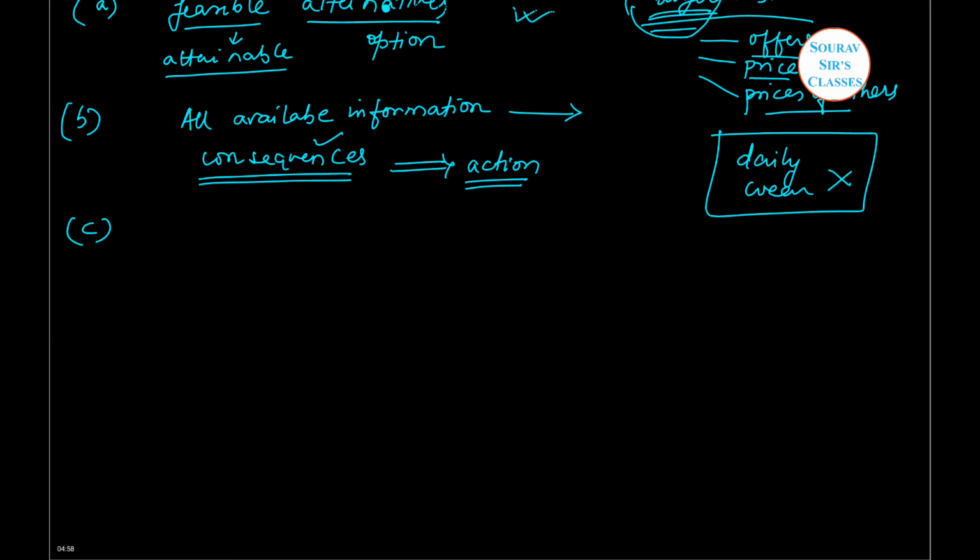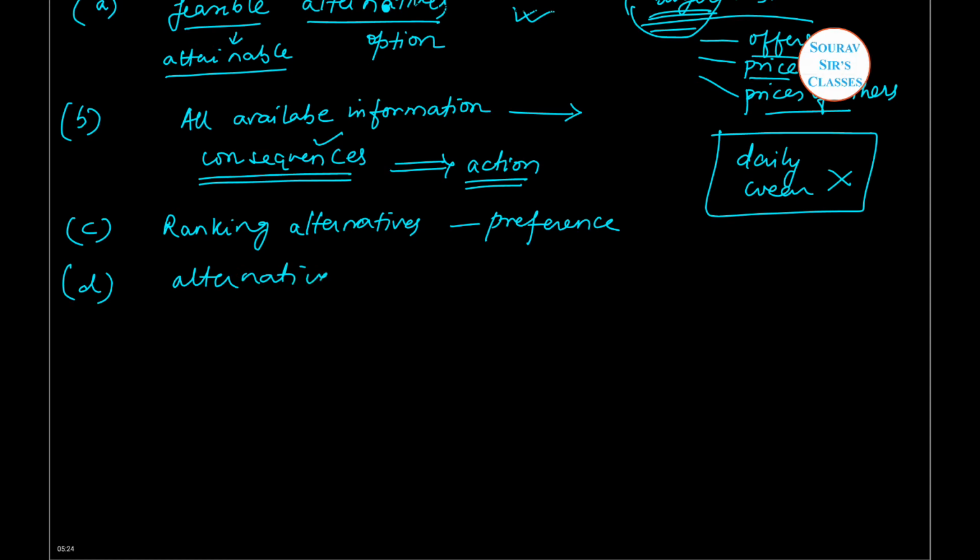Now, in light of their consequences, you will start ranking the different options. You will rank the different alternatives based on your preferences, what you like, what you don't like, etc. And given the ranking, after the ranking is done, you will choose the alternative or the commodity with the highest ordering. That means the alternative with the consequences the individual prefers over all others available to him.